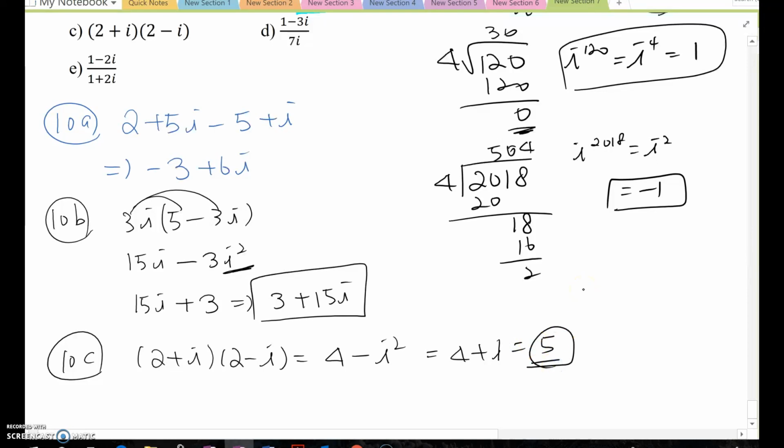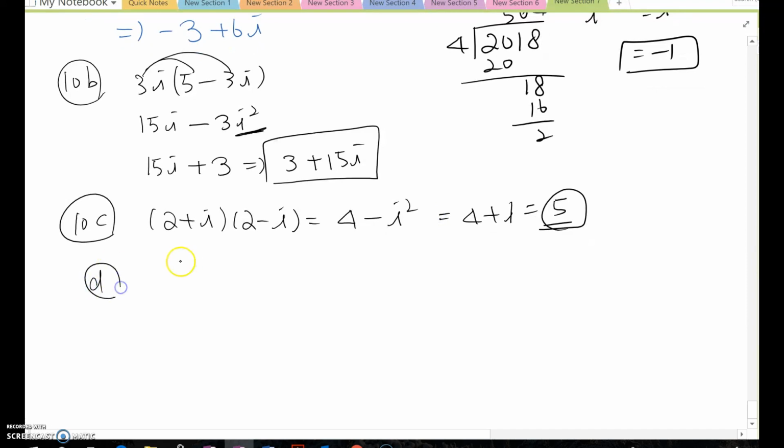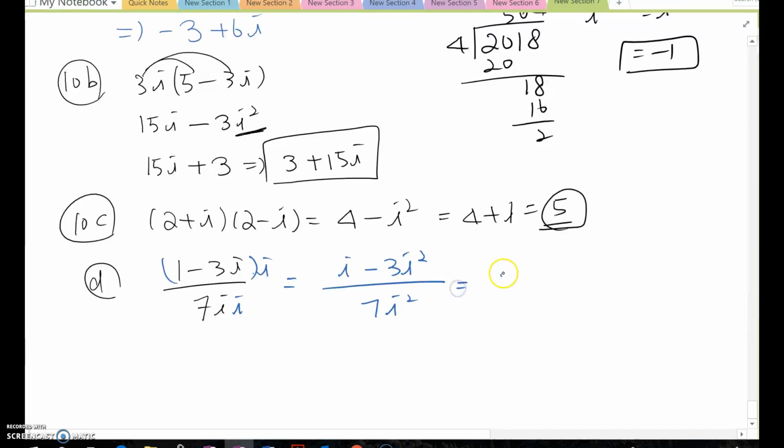Now, d. This is division, so you need to rationalize. So, (1 minus 3i) over 7i. You multiply by i on top and bottom here. Then it becomes (i minus 3i squared) over 7i squared, which means (i plus 3) over negative 7. Therefore, the answer becomes negative 3 over 7 minus i over 7.